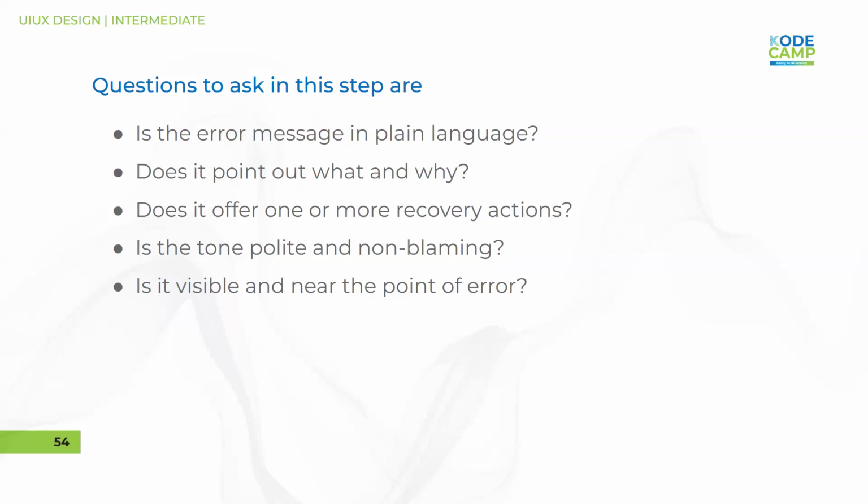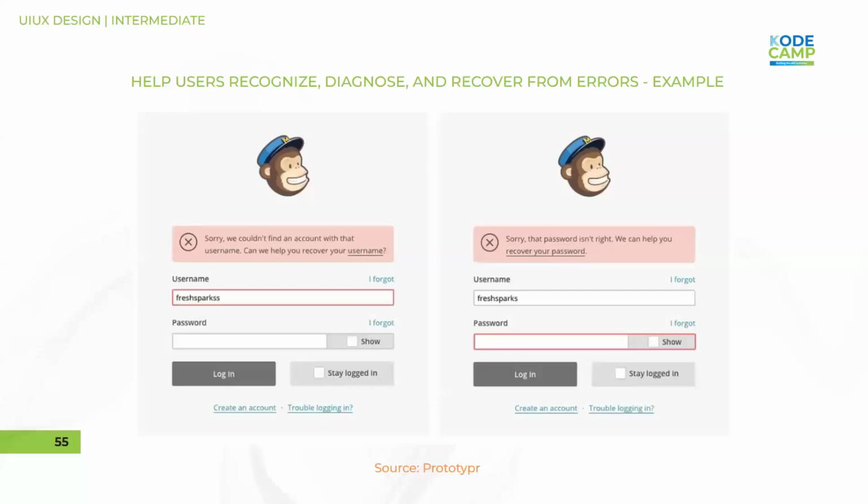So when giving them hints and trying to let them diagnose and recover from an error, make it visible for them, and also make it near where that error occurred. Imagine you are typing a password and they are telling you the password does not match, and the hint is showing where you have the username. It is visible, but it is not near the point of the error. So the message should be under the particular input field that had the issue. All right.